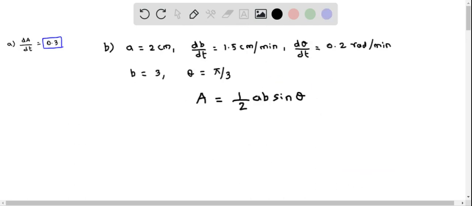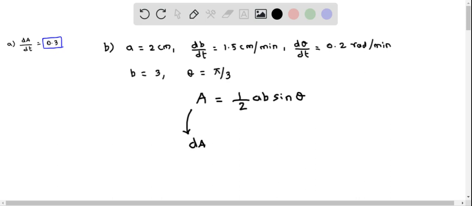In part B, we are given that b and theta change. b changes at the rate of 1.5 centimeters per minute, and theta changes at the rate of 0.2 radians per minute. And we want to find the rate at which the area changes. From the given information, since only b and theta change here, we consider that a is fixed. So when we differentiate this area with respect to time, we consider a as fixed and find the derivative of the other two, that is b and theta.